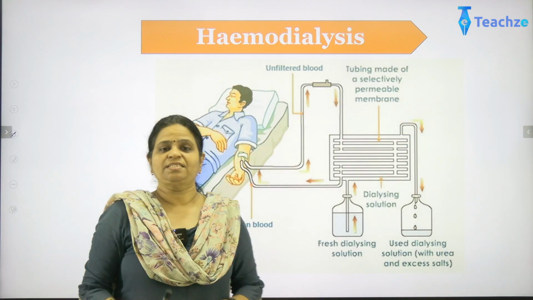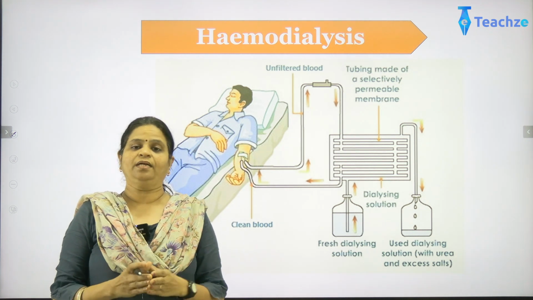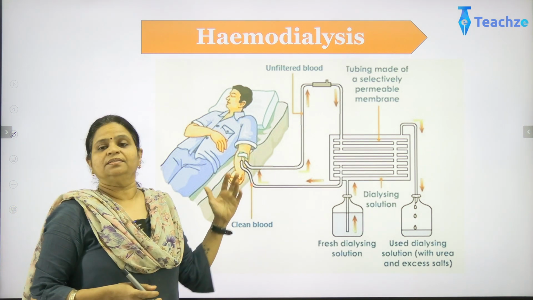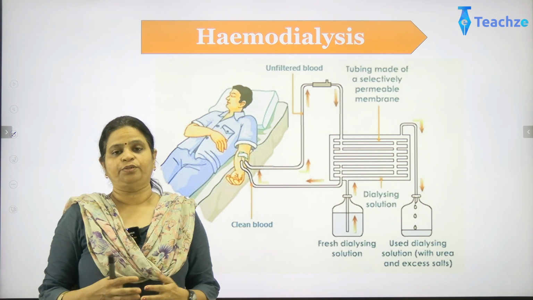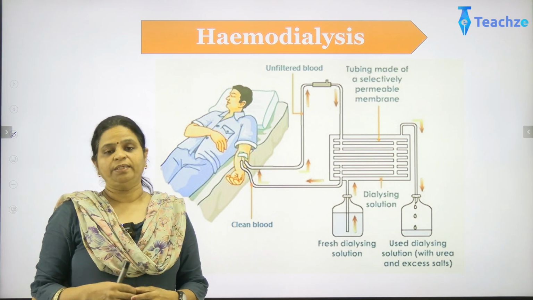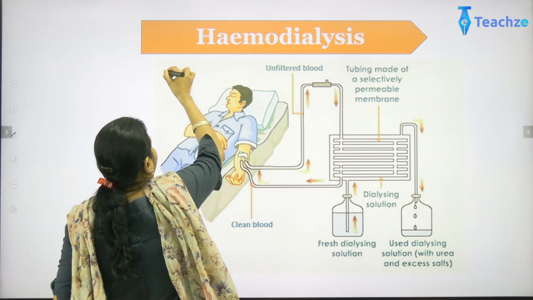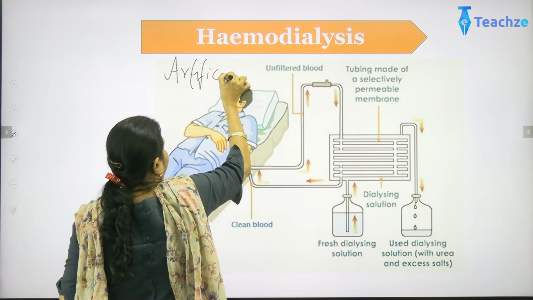Now, what is this hemodialysis? What are we seeing on the screen? So, we already said that if the kidney doesn't function properly, then the person who cannot have this natural method of excretion will have to undergo a process called hemodialysis. Now, what is hemodialysis? Another name for hemodialysis is artificial kidney.